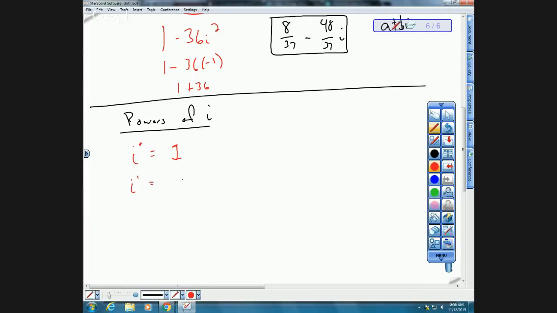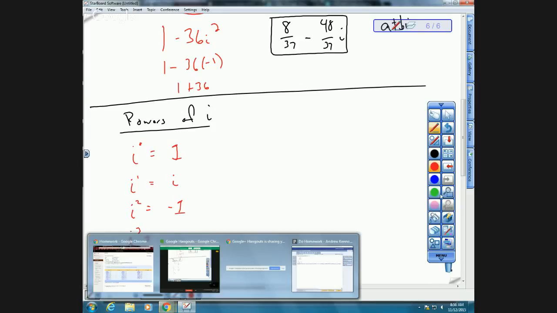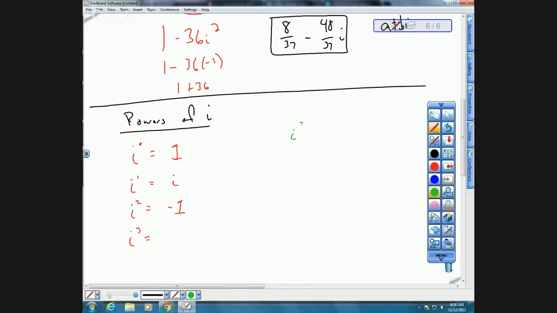I to the first power is just I, right? I squared, we know is negative 1. We've been talking about it. So how do you find I cubed? Correct. So how'd you do that? So the thought process there is exactly what he did, is he broke it down to I squared and I. Well, I squared is negative 1 times I would be negative I.